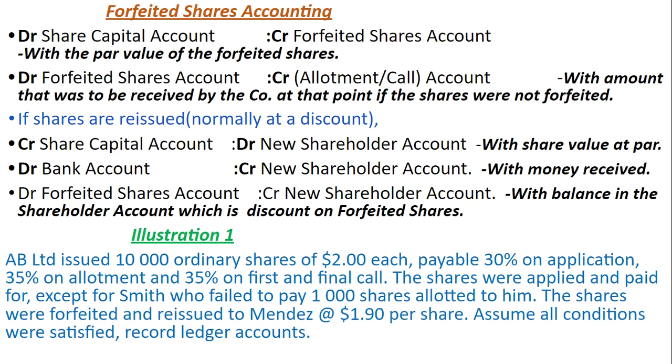Illustration 1. AB Limited issued 10,000 ordinary shares of $2 each, payable 30% on application, 35% on allotment, and 35% on first and final call. The shares were applied and paid for, except for Smith, who failed to pay 1,000 shares allotted to him. The shares were forfeited and reissued to Mendes at $1.90 per share. Assume all conditions were satisfied, record the respective ledger accounts.